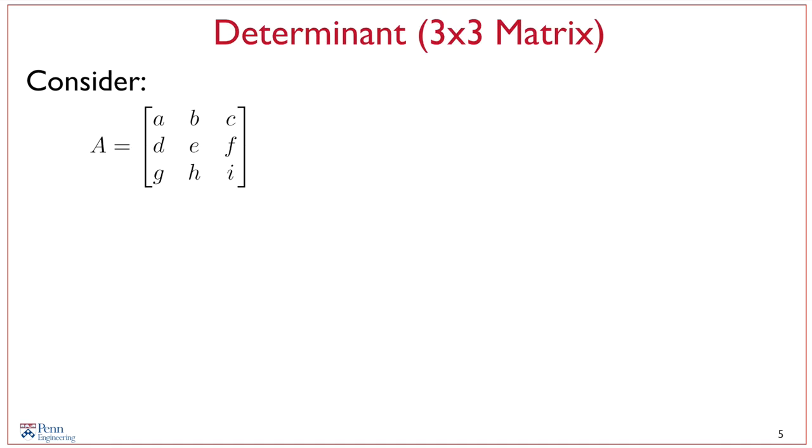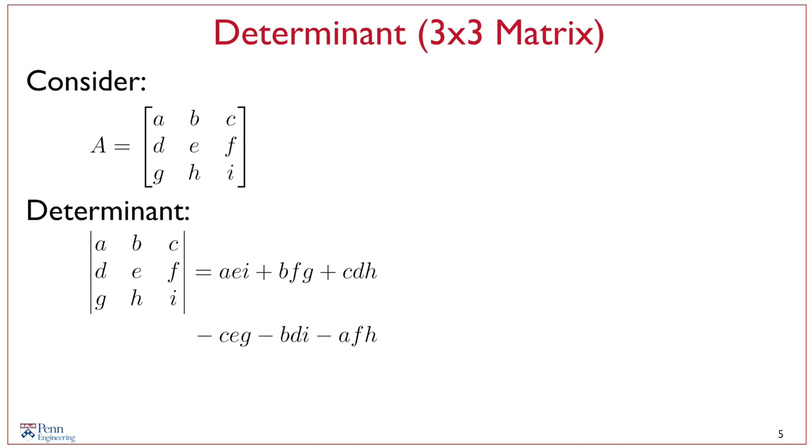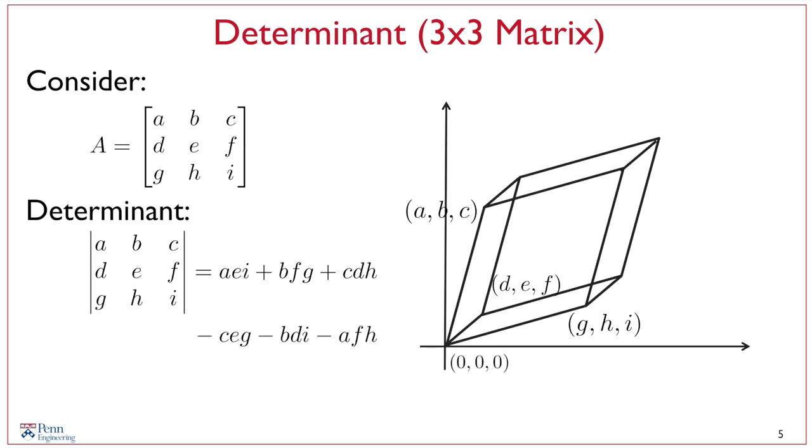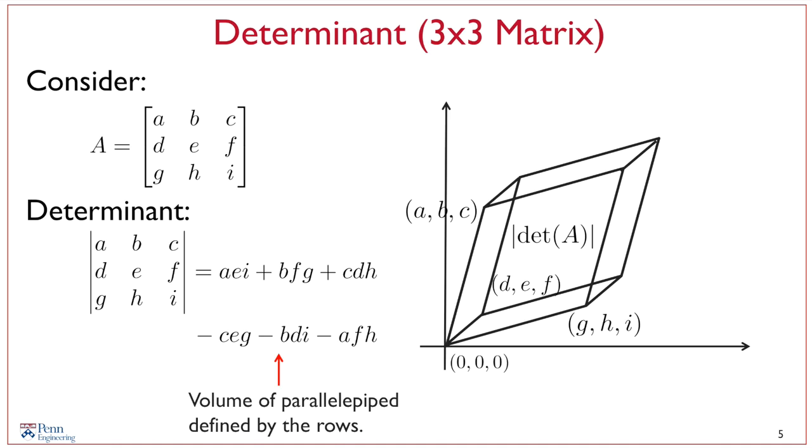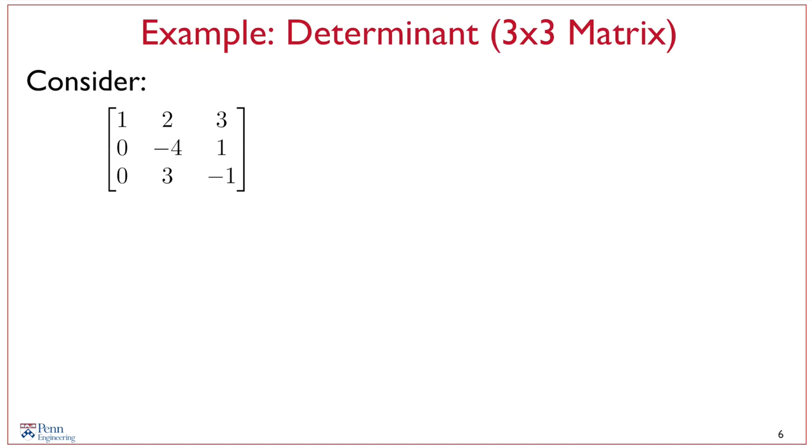Now, consider a 3 by 3 matrix. The determinant of this matrix can be found using the following formula. If we consider each row of the matrix as a vector in R3 space, these vectors define a parallelepiped. The determinant of A is the volume of this parallelepiped. Consider the following matrix. Again, we can find the determinant directly using the given formula.